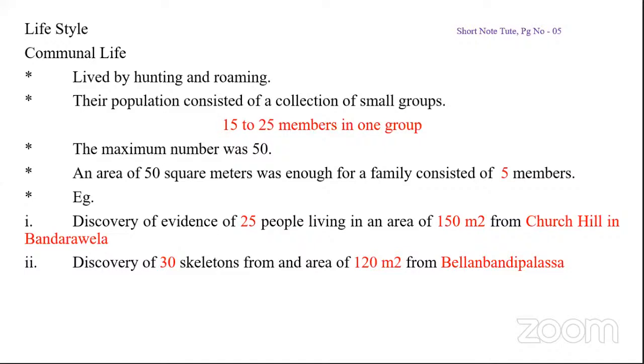Discovery of 30 skeletons from an area of 120 square meters from Bellanbandi Palassa. There's a small printing mistake: it is from an area of 120 square meters. So Bellanbandi Palassa and Bandaravela were the two places where you are given evidences that they were living in small groups of 15 to 25. Okay, I think you completed the blanks. Only a small amount of blanks are there.